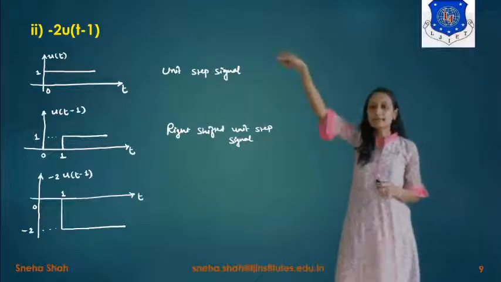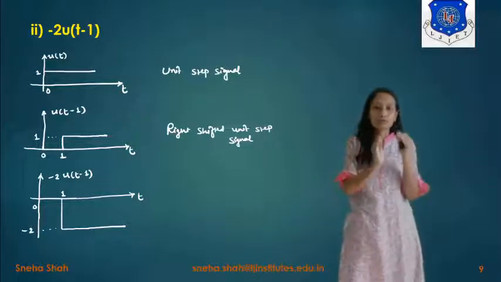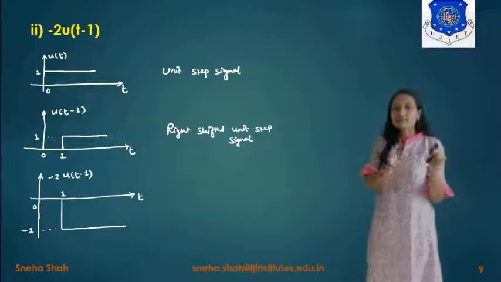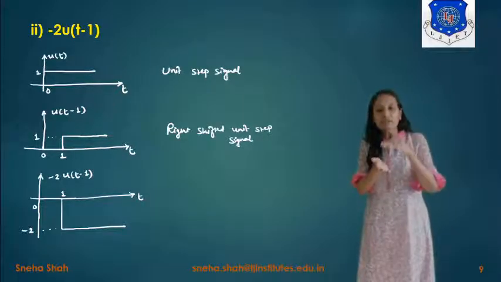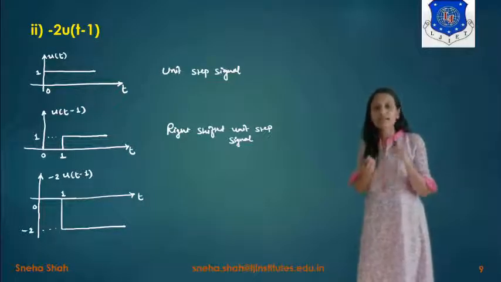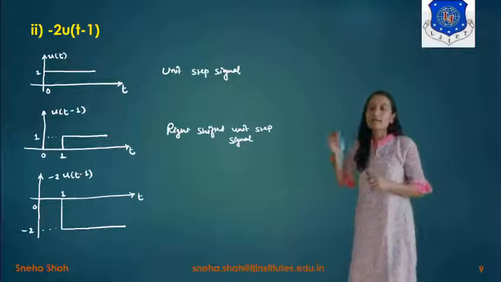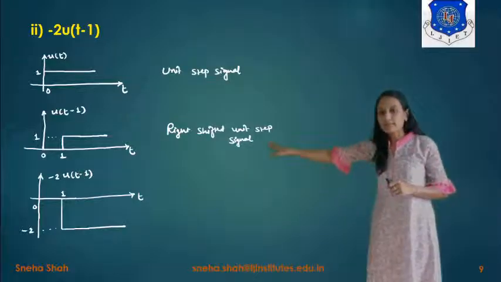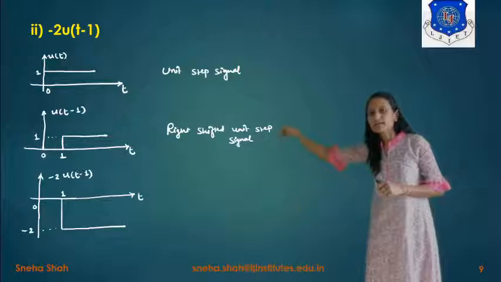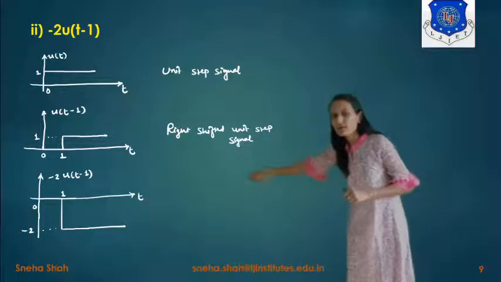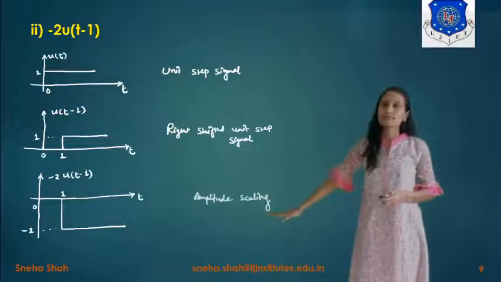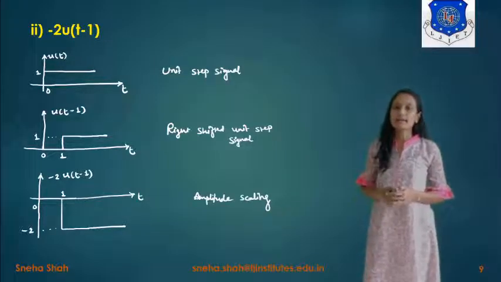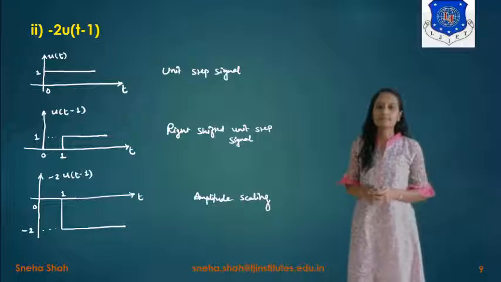Now we have to multiply this term by minus 2. The whole term u of t minus 1 will be multiplied by minus 2, which means we have to do amplification or attenuation, that is, amplitude scaling. By a factor of minus 2 means the amplitude becomes minus 2. 1 into minus 2 means minus 2 for t greater than or equal to 1. So this is your final answer by using amplitude scaling.